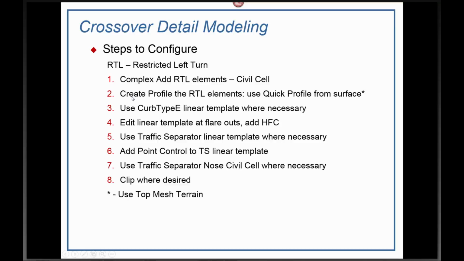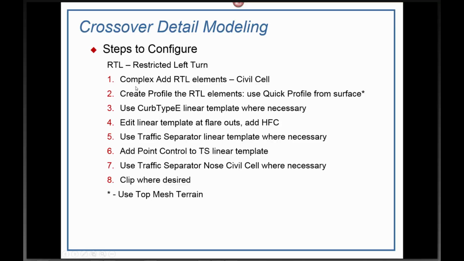From there, you're going to create profiles along the lines. Essentially all of the lines that make up the restricted turn lane. That would be the curb lines, the traffic separator lines. And you do that using the quick profile from Surface Tool in OpenRoads. I have an asterisk here that says use the top mesh terrain. I'm going to discuss some of the issues with this command right now, but you can still build profiles from using that as a reference.